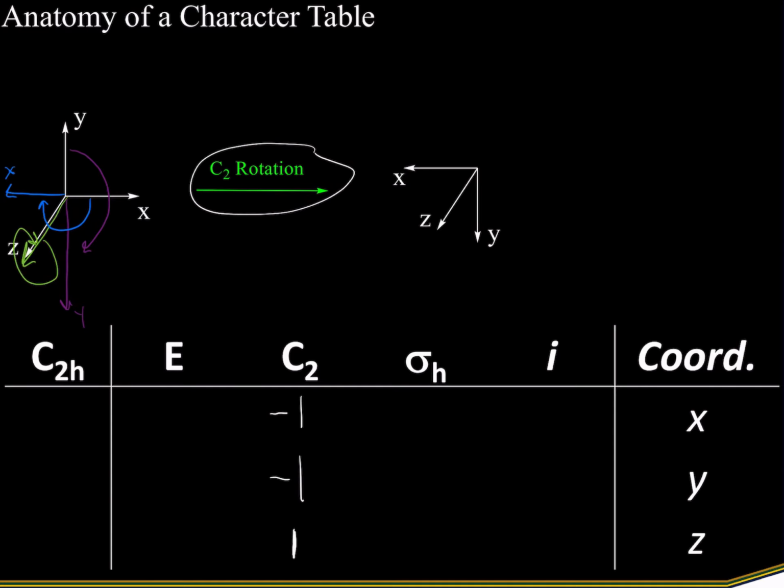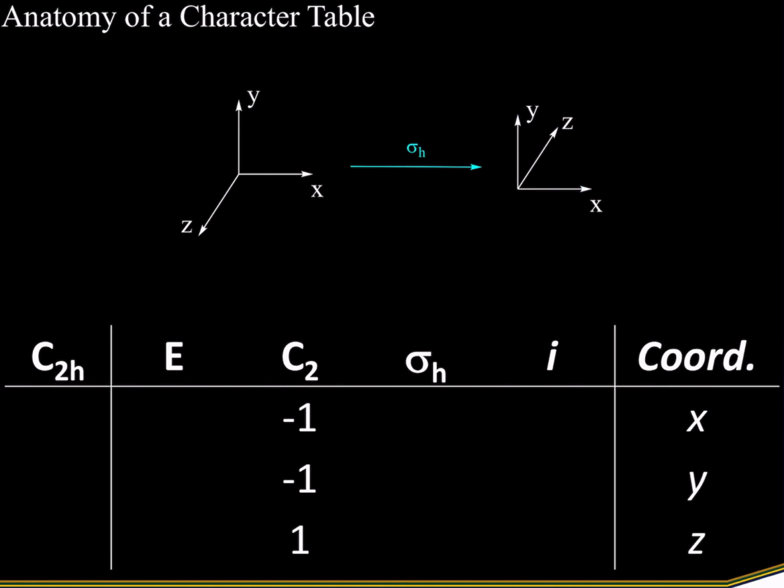So I can see that when I did my C2 rotation, x and y switched their directions and z remained the same. We're going to continue this by looking at our horizontal mirror plane. This is a reflection in the xy plane. When we look at this reflection, I can see that my z-axis is the only thing that moves. Y and x are contained inside this mirror plane. So the z-axis flipped directions, which means that my z-axis would get a -1, and x and y would both get +1 for these characters. Again, we're just looking at what happens to the coordinates in each one of these symmetry operations.